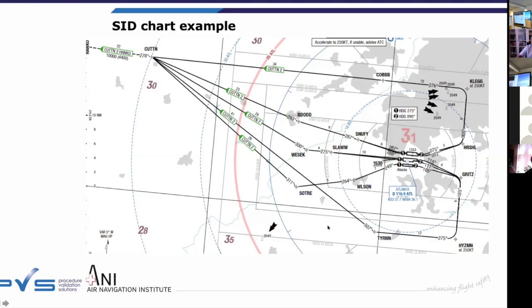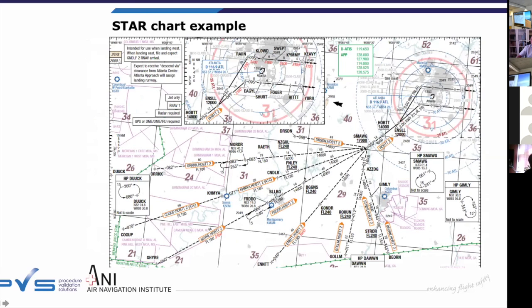If you change runways short term, you just change the runway transition, which gives you another route, but the name of the SID and the common point of the SID is still Cotton. A lot easier.